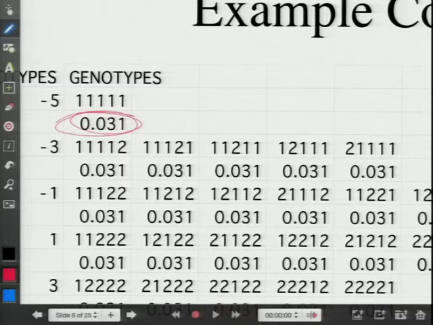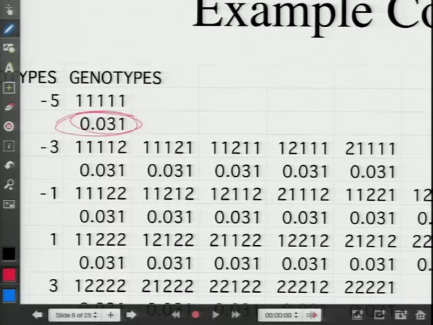Four negative, 1 positive. You're thinking exactly the right way. It doesn't matter which one of them is the positive one. You can have 1, 1, 1, 1, and 2, or 1, 1, 1, 2, and 1, or 1, 1, 2, 1, 1, and so on. They're all equivalent in terms of producing that -3 phenotype.